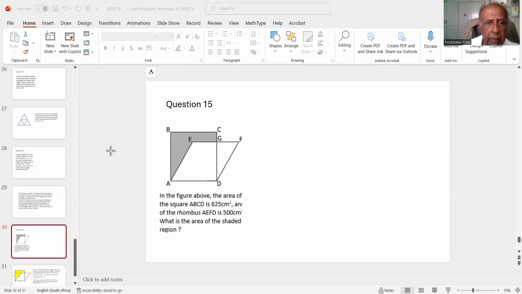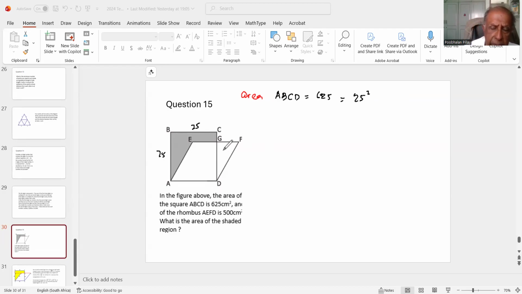The area of the square ABCD is 625. So the area ABCD, 625. But the area of the square is a side squared, and this is 25 squared. So the side of the square is 25. So they give you that ABCD has side 25, and the area of the rhombus.